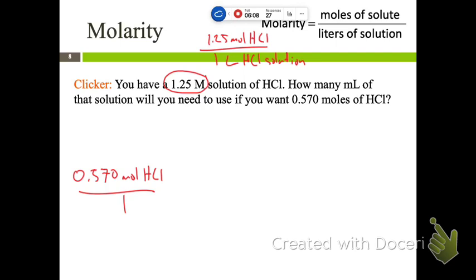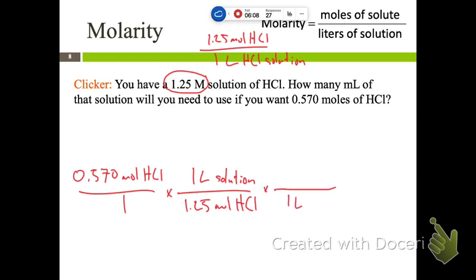So then I multiplied that by 1 liter of HCl solution over 1.25 moles of HCl. Equals, well, I did the conversion of 1,000 milliliters over 1 liter in the same step. Great. And I love that you did that all together. And then what did you find? Yeah, 456 milliliters of solution. Fantastic.